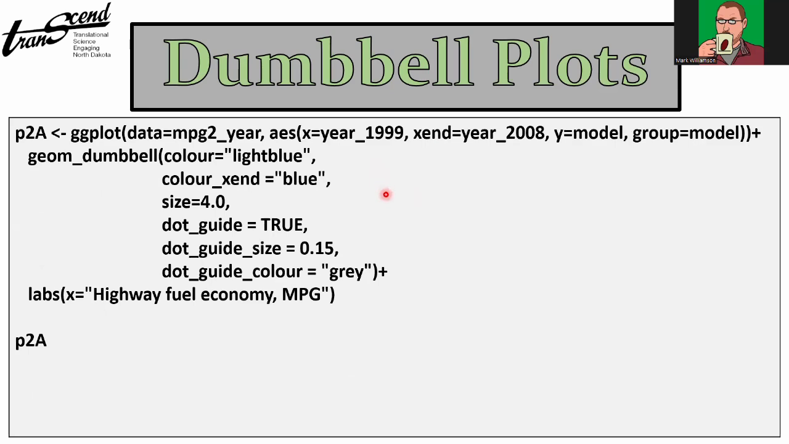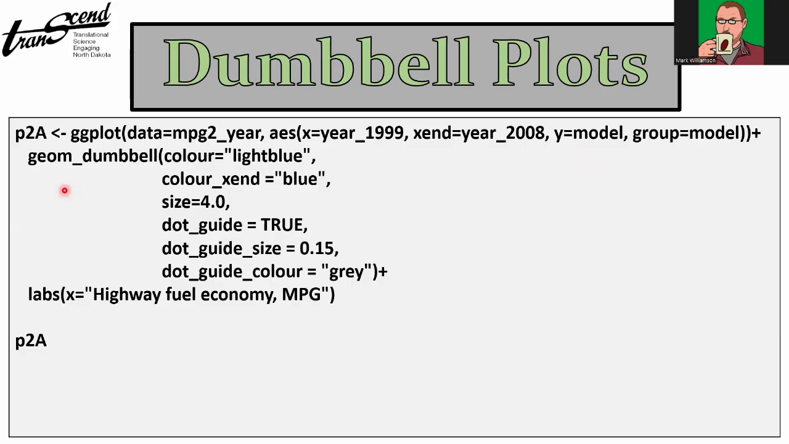So to create the dumbbell plot, use ggplot, our new data set, mpg2year. And now, slightly different with the aesthetics, you're going to use x as our older year, 1999, and then we need this new optional statement, xend, year 2008. Then we can do y as model and then group by model. And then we can use the geom_dumbbell built into ggalt.